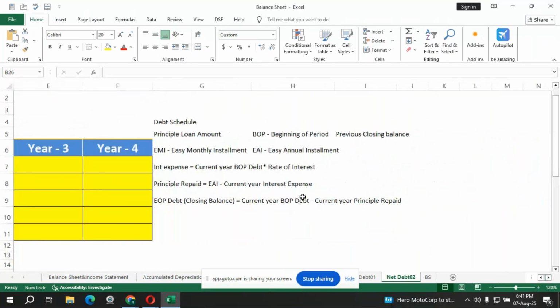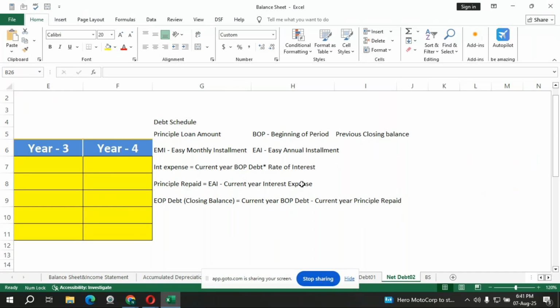See here, this is the debt schedule which you're seeing, right? So EAI and EMI, as I told you, it is equated or equal or easy annual installments. EMI is again equated or easy monthly installments. BOP means beginning of the period and is nothing but the closing balance of the previous period. And interest expense, how do you calculate? Current year debt beginning of the period into rate of interest. And then principal repaid, how do you do? Your EAI minus your current year interest.